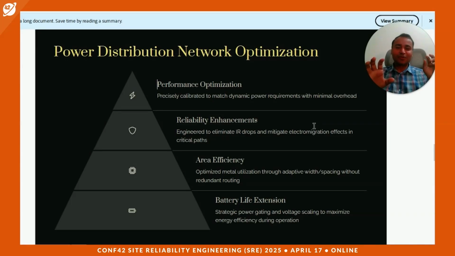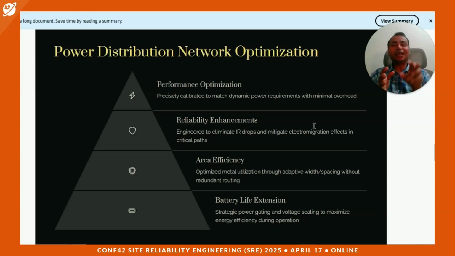We need to precisely calibrate to match the dynamic power requirements so that we can provide the adequate current to all the circuits at the required frequency and voltage. We need to make sure that we do not have any IR drop issues. We do not have any electromigration. We need to have a good network which can supply adequate current.